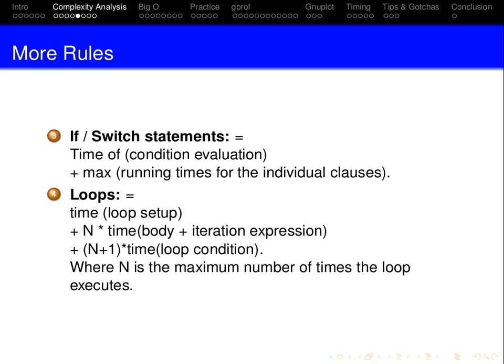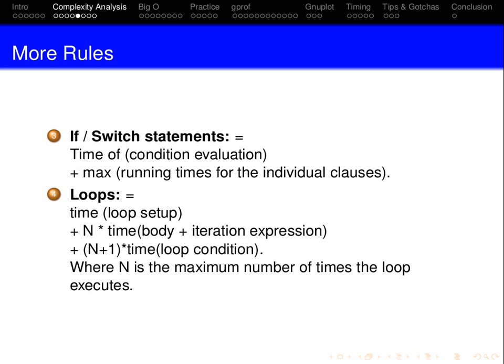All right, some more rules. For if and switch statements, you want to take the time of the condition evaluation, because there might be a lot of conditional evaluation there, such as add, and, or. Then you want to add the max of the running time for the individual clauses, because in general we care about the worst case. So look at all the clauses, if or else, or every single case in a switch statement. Whichever one takes the max, you add that to the condition evaluation. That will give you the total cost of the if and switch.